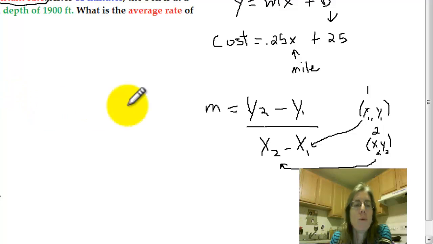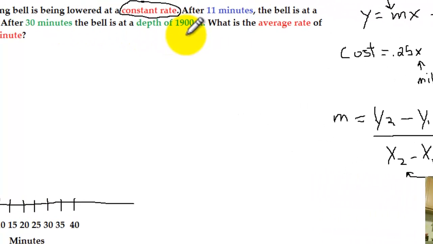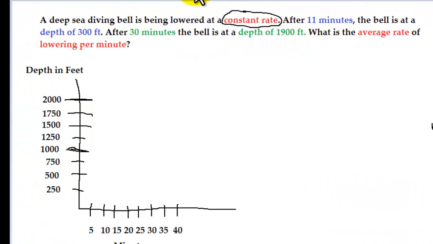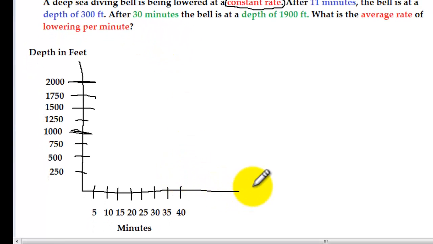Now, we just have to sort out what is x and y. What are these coordinate points in this problem? What we have is 11 minutes. After 11 minutes, the bell is at a depth of 300 feet. So to continue with the graph idea, if we graph these points with time on the x-axis and the depth as y, oftentimes time is the x-axis. That's how we can interpret this information into x and y coordinates.